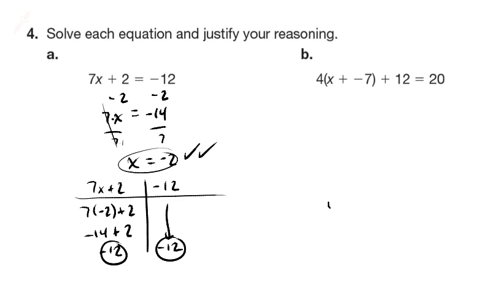I could use the distributive property if I wanted to, but I think I'm not going to. I think I'm going to use the division property of equality and take care of this 4 in a minute. I'm going to begin by using the subtraction property of equality. Subtract 12 from both sides. My left-hand side then becomes 4 times the quantity of x minus 7, and it is x plus negative 7. I'm choosing to write it as x minus 7.